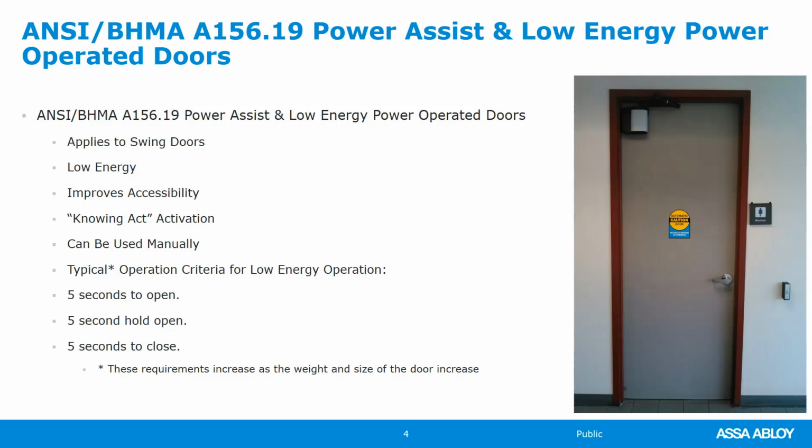Doors equipped with low energy operators can be manually used, or they can be activated by a knowing act device. For example, a push button, a wall switch, or a hands-free device, all of which I will show you. So typically, and when I say typical, the door size and the weight is going to affect this, but typically the operating criteria for a low energy door operation include the fact that it must operate slowly with minimal force upon impact or resistance. In other words, if someone were to get into the path of the door, minimal force would be applied to the individual.